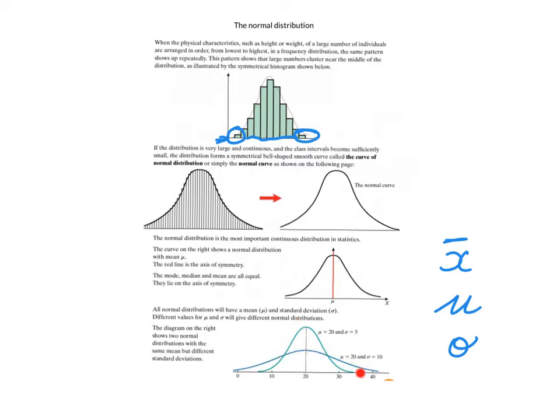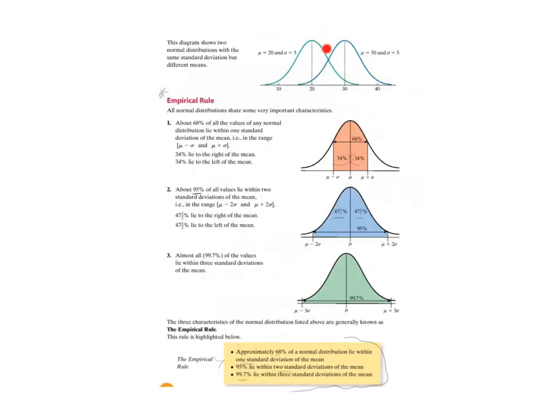Sometimes the normal distribution curve can look a lot flatter, and sometimes it can look like this. Here the mu is 20, so the mean is 20, and the standard deviation is 5. Here the mean is 20 and the standard deviation is 10. The diagram shows two normal distributions with the same mean but different standard deviations. This diagram shows two distributions with the same standard deviation of 5, but different means, in this case 20 and in this case 30.